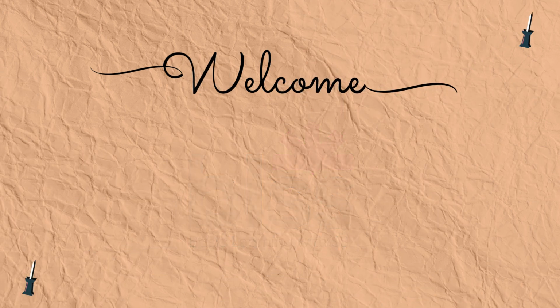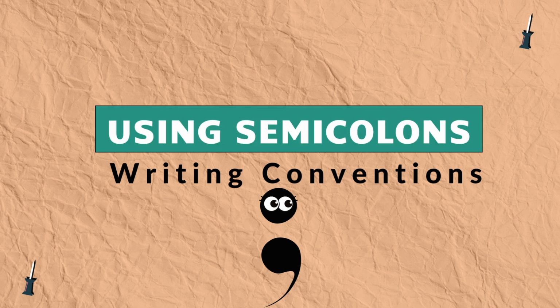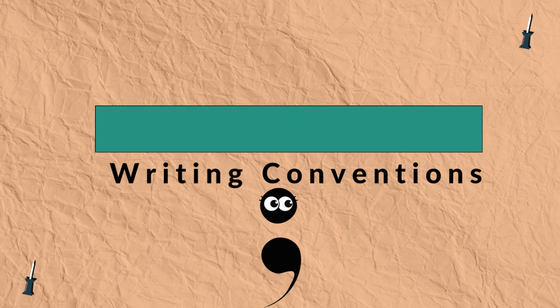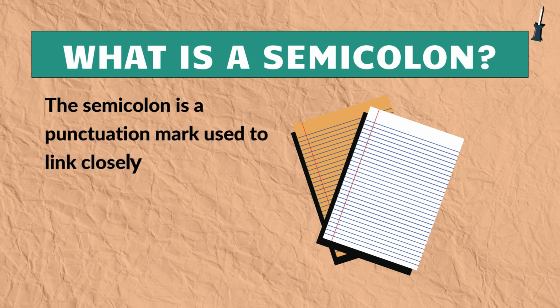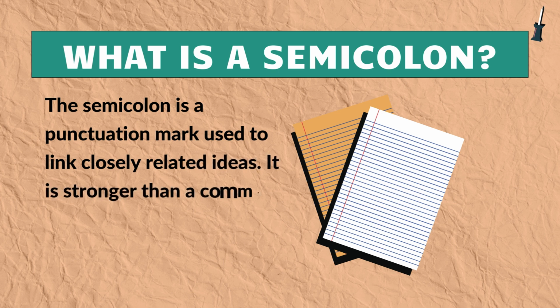In this video we are going to discuss the use of semicolon. If you watch the complete video, you will definitely understand its usage. First, we will discuss what a semicolon is. The semicolon is a punctuation mark used to link closely related ideas. It is stronger than a comma but weaker than a period.